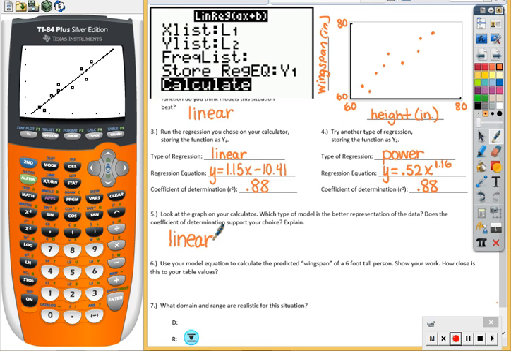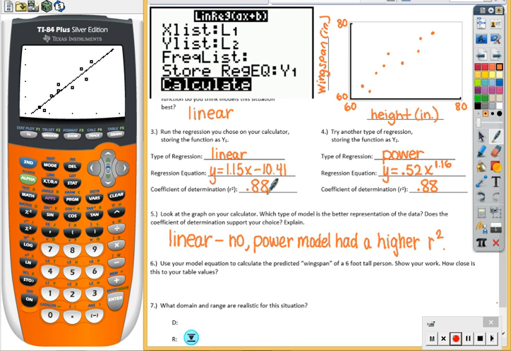Does the coefficient of determination support my choice? It actually doesn't, because remember I had to round this one up, so this one's actually a little lower than this. So I'm gonna fess up. I'm gonna say no. The power model had a higher r squared. And that's totally fine to go against the numbers, because I thought that this was a linear relationship, and honestly I think that was maybe just a fluke because of my data.